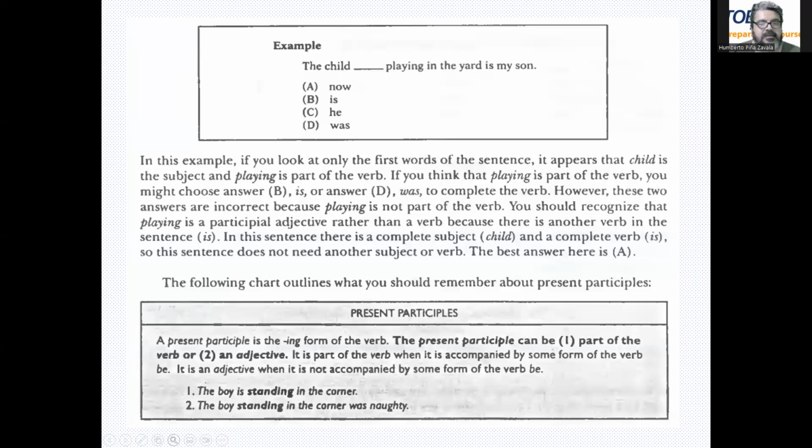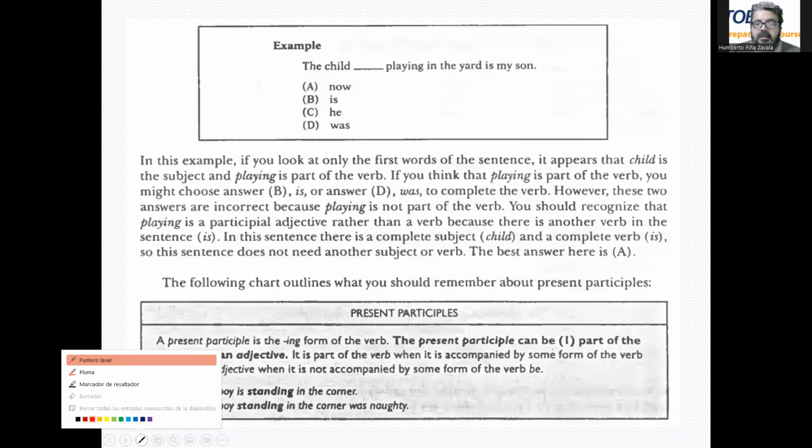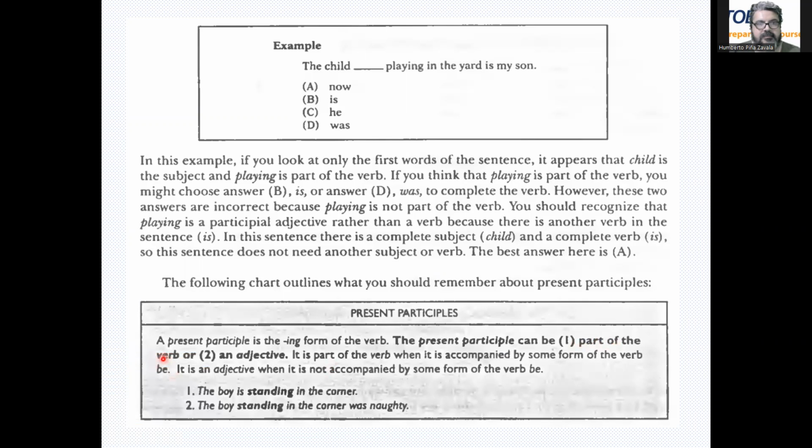Okay. So remember, present participle is the ing form of the verb. The present participle can be part of the verb. The boy is standing in the corner, or it can be an adjective. The boy standing in the corner was naughty.